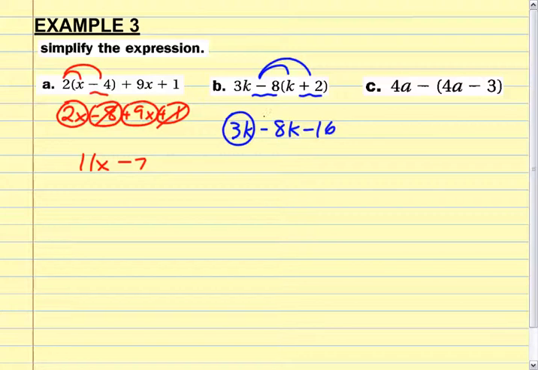3. Do I have any like terms that I can put together? What are they? 3k and negative 8k. Good. And so when I put them together, what do I get? 5k? No, negative 11k? Well, how? I get negative 5k? Thank you. Good job. These two have changed to negative 5k minus 16.